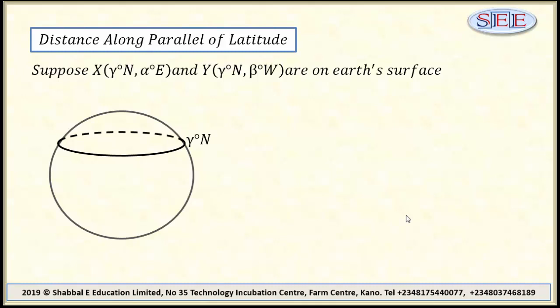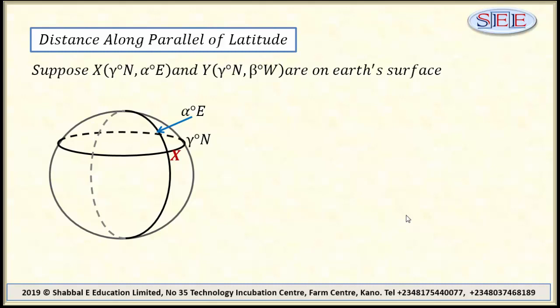Next is to locate the position of x. That position of x is on latitude gamma degrees north and longitude alpha degrees east. So let me draw the longitude alpha degrees east. Look at it. There where the two crosses meet is the position of x.